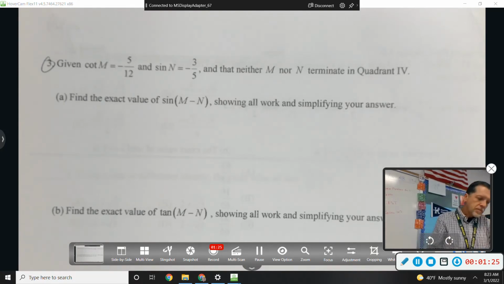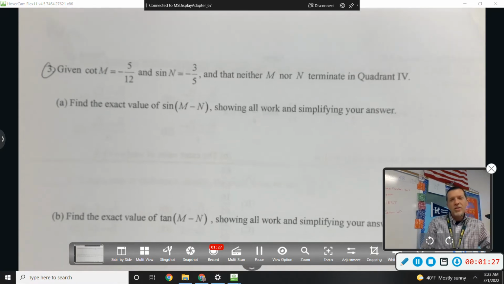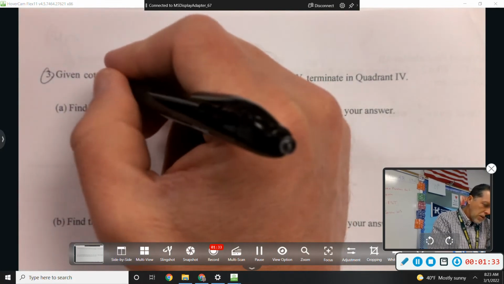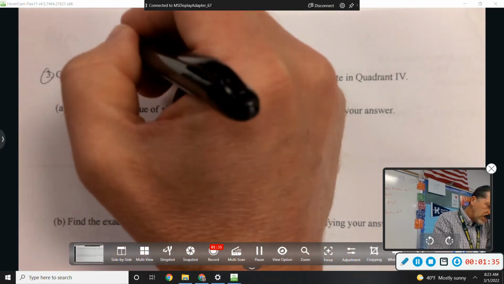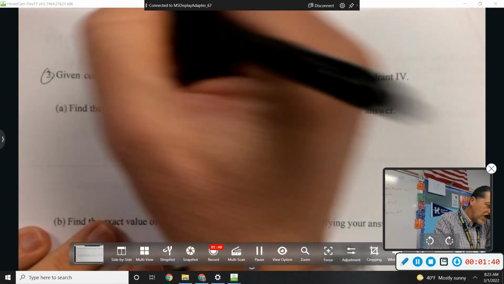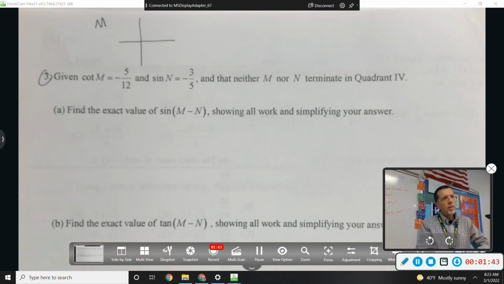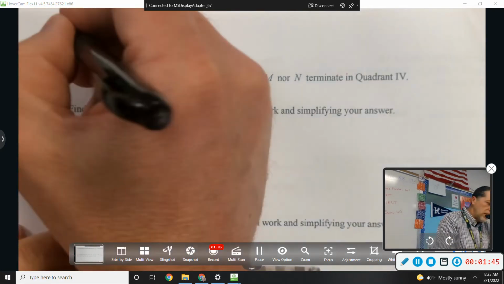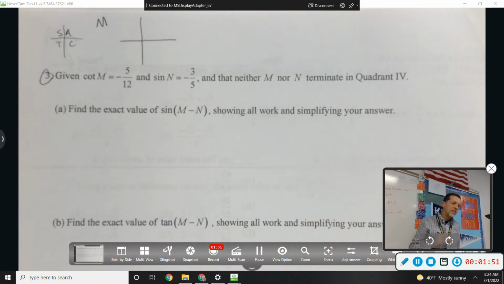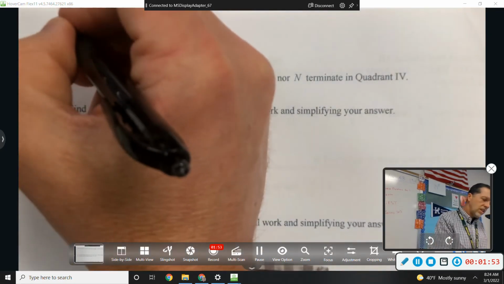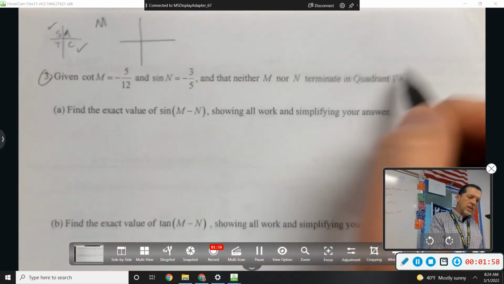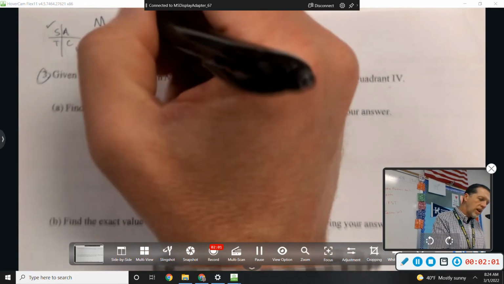All right, again, you've got to get the picture right or else the rest won't really matter. Given that cotangent of m is negative 5/12, sine of n, okay, I don't care about n right now. The cotangent of m is negative. All students take calculus. So cotangent is negative in the second or fourth, but it can't be fourth, so it has to be the second.